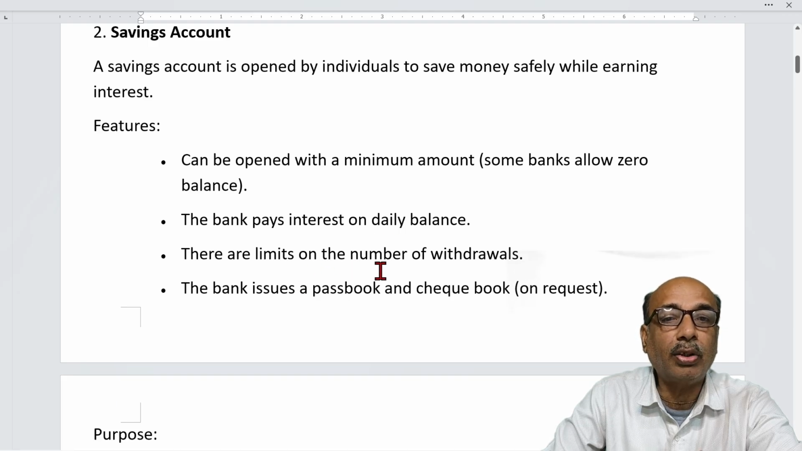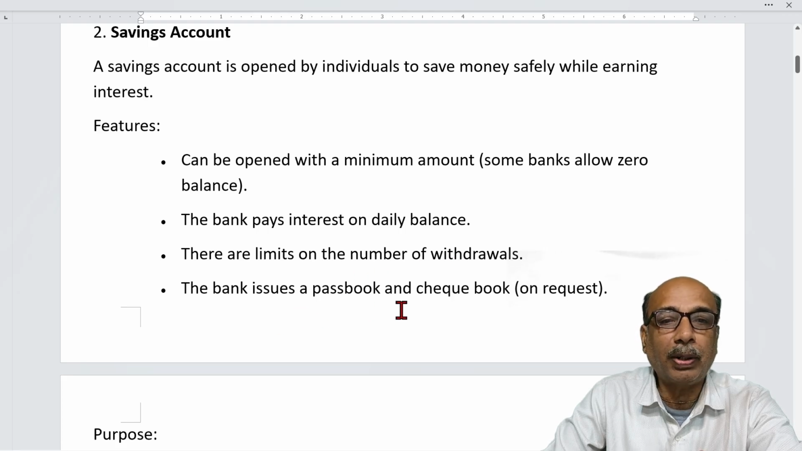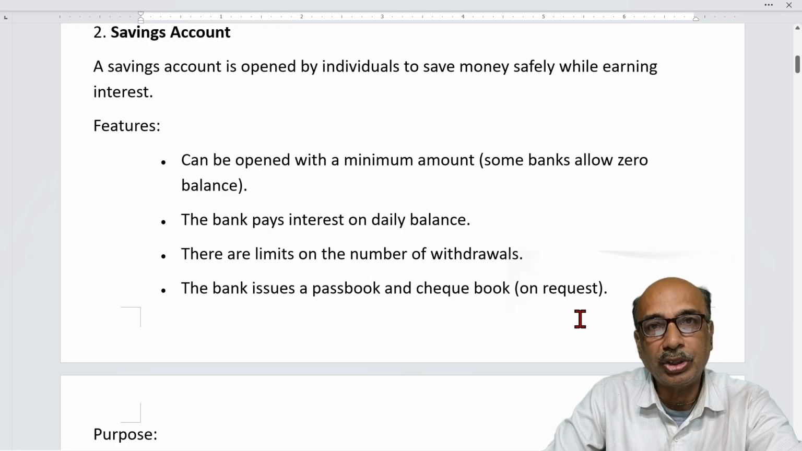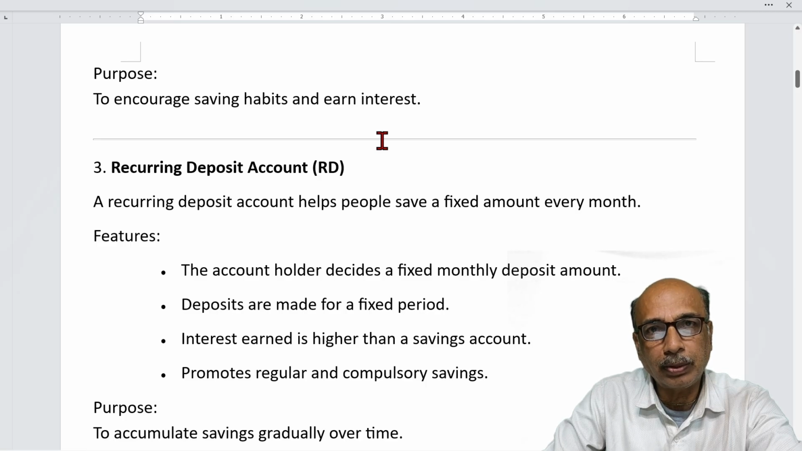There are limits on the number of withdrawals. Here, you can't keep on doing transactions as the current account people can do. Withdrawals means taking out the money, cash from the bank. The bank issues a passbook and a checkbook on request. Purpose: to encourage saving habits and earn interest. Even though interest is 4%, 3%, sometimes 2.5%, at least some interest on the money in the bank they give.